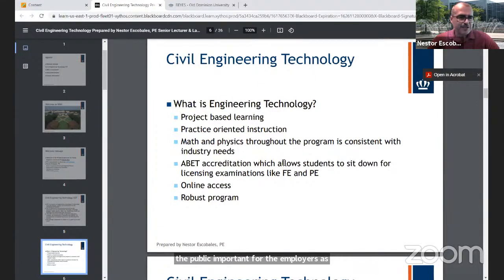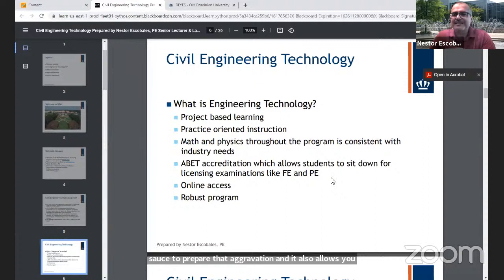And the accreditation essentially is an assurance that we have the capabilities and the resources to be able to prepare you to become an engineer at the end of your career and to be able to join a company and be successful in the company. That permits us to prepare you, that accreditation. And it also allows you to sit down for licensing.